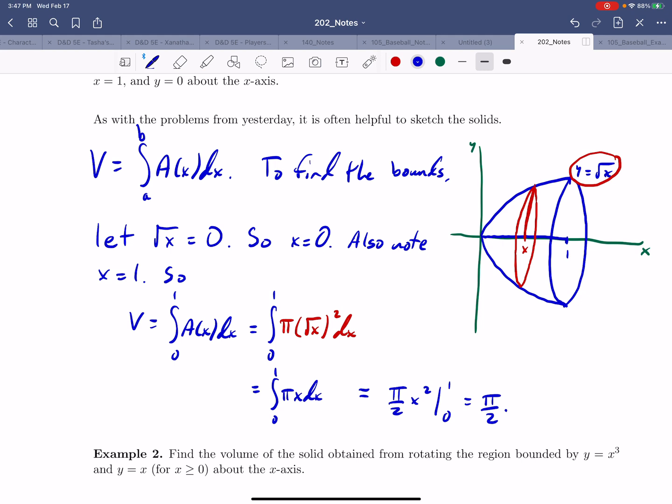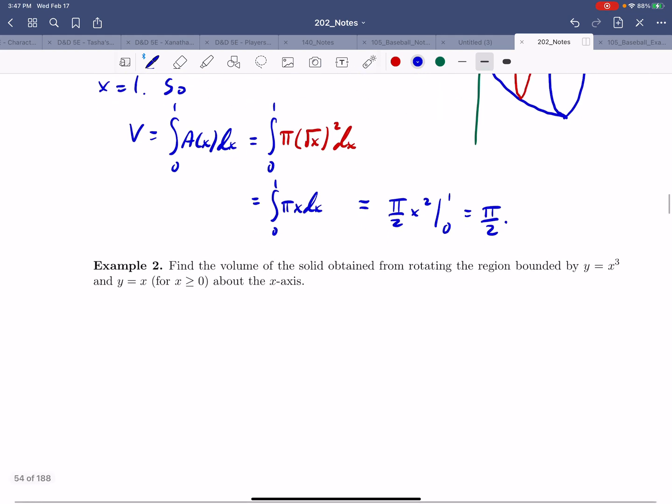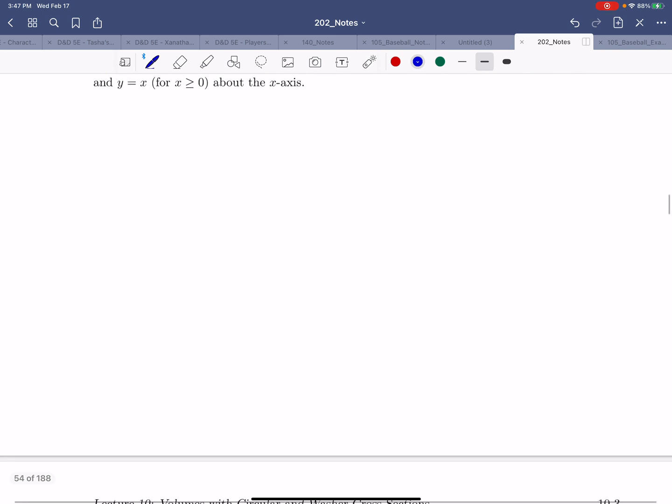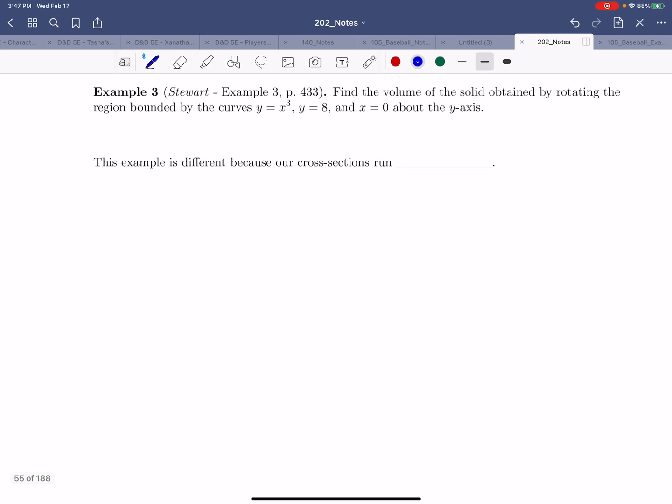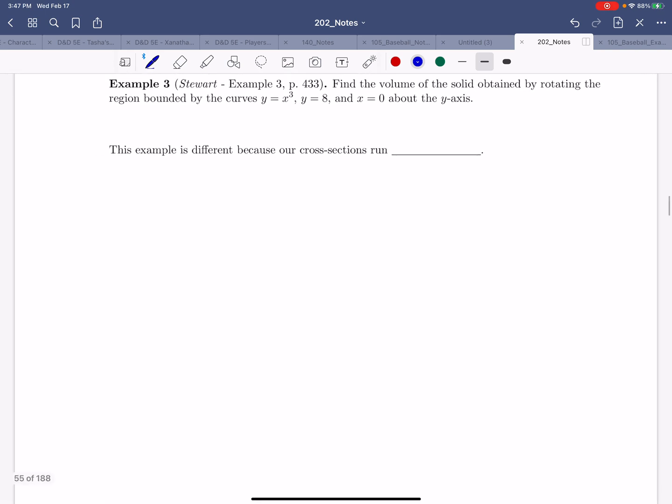All right, so again, what did we do? We found the area of the circle, and we integrated it, generally speaking. All right. We'll do example 2 in class. Let's do one more example here on this video right here.